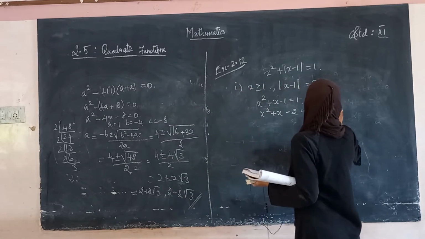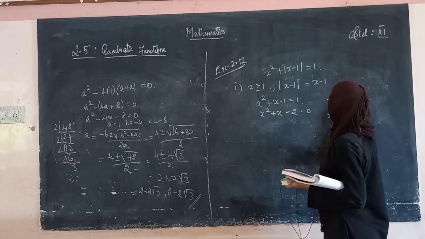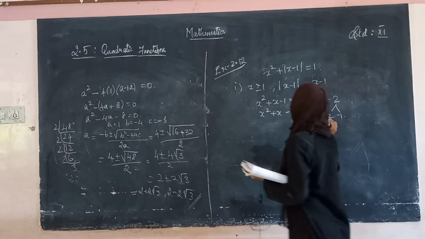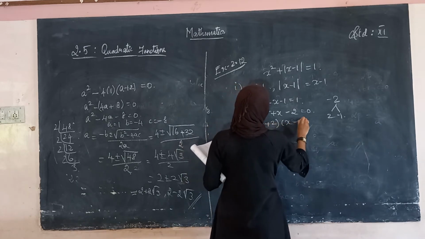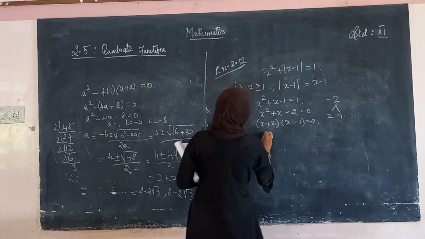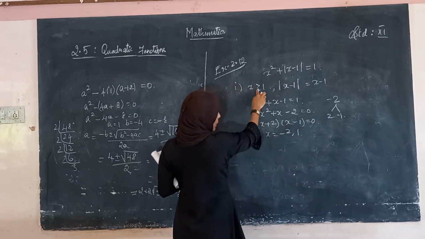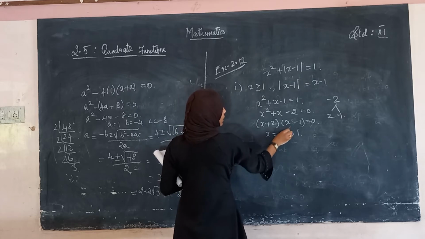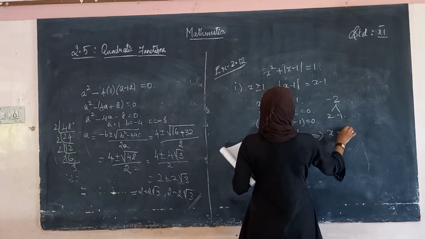Minus 2 can be written as 2 into minus 1. 2 into minus 1 is minus 2, and 2 minus 1 is 1. Therefore, this can be written as x plus 2 times x minus 1 equal to 0. The value of x is minus 2 comma 1. But the condition is x should be greater than or equal to 1. Therefore, this is neglected. The only possible solution here is x equal to 1.